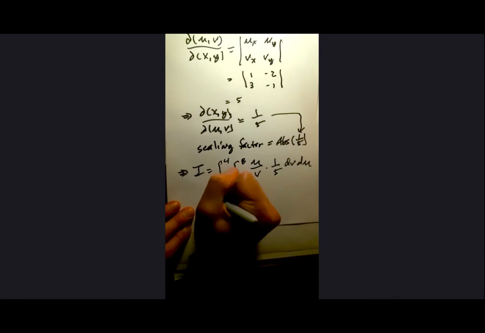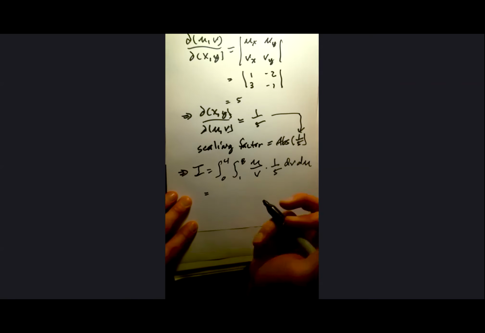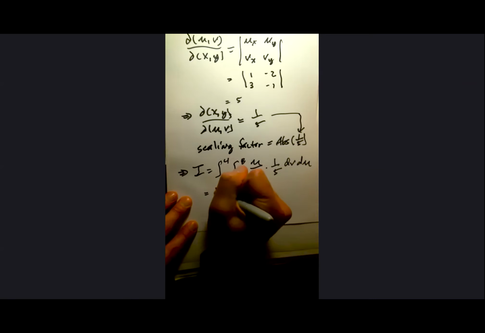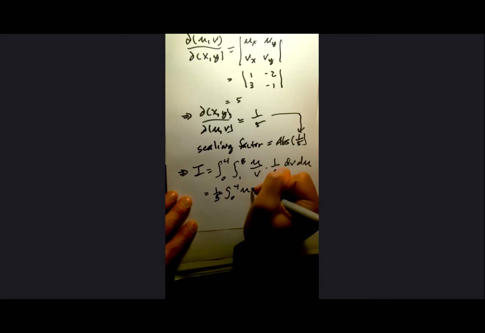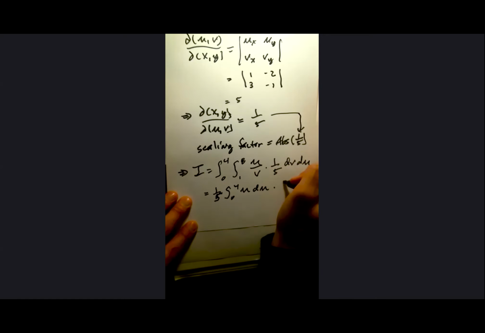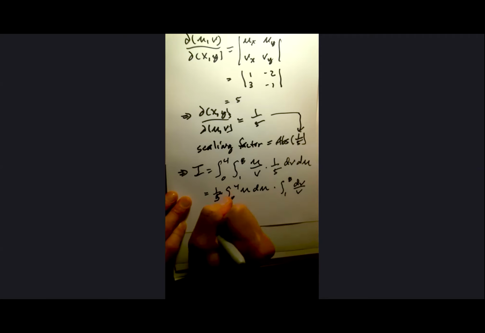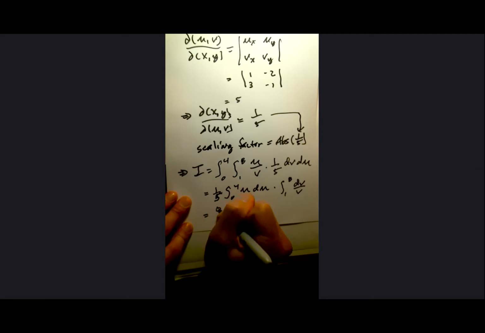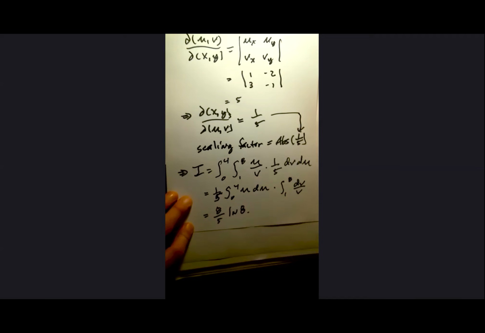Good news, there's no variables in our limits of integration. This is a product or quotient, if you will. So we have 1/5 integral 0 to 4 of u du times integral from 1 to 8 of dv over v. And this ends up being 1/5 ln of 8.